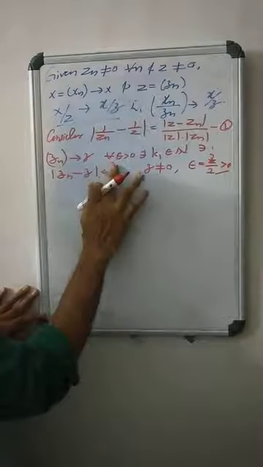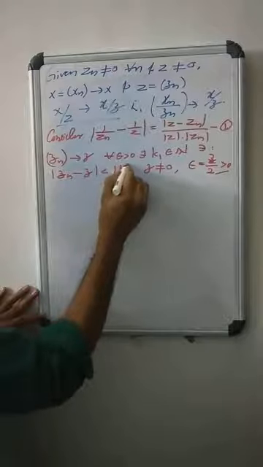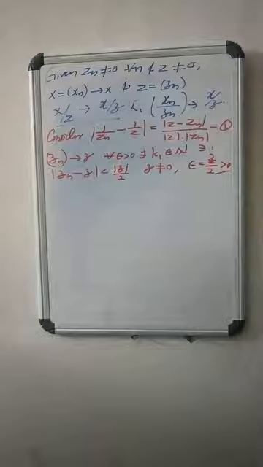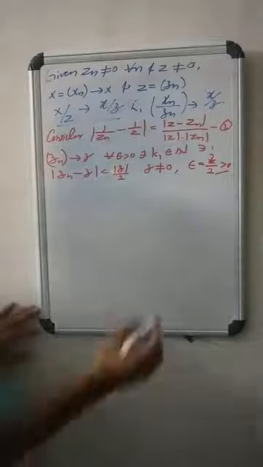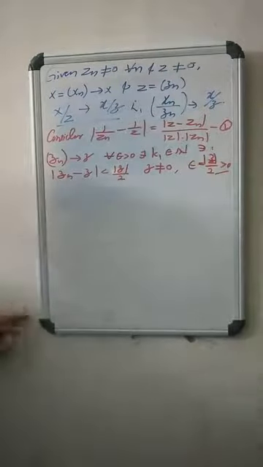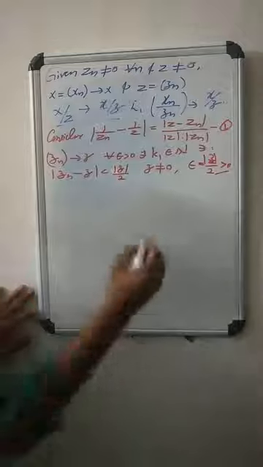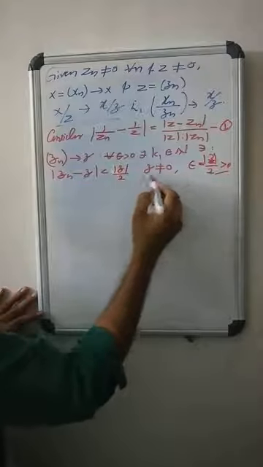Therefore, this is strictly less than modulus of z by 2. Agree? So put epsilon equals mod z by 2. Then mod zn minus z is strictly less than mod z by 2 for all n greater than or equal to k.